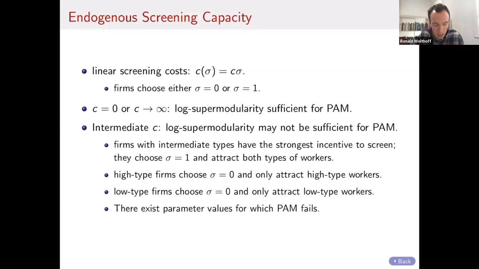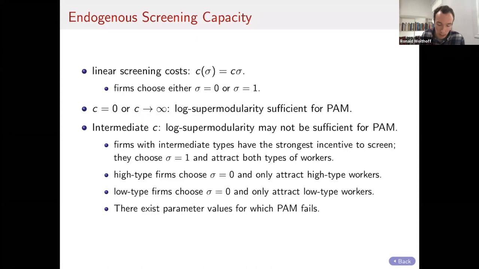Now, what's interesting here, I think, is that of course for the endpoints, if the cost is zero or if the cost is infinite, we know what we get. We're back in the baseline model, the two extremes. This gives you sigma equal to one for all firms. This gives you sigma equal to zero for all firms. And we know that log supermodularity is sufficient for positive assortative matching. It turns out that that's not necessarily true in the intermediate. For intermediate C, you can actually construct examples where log supermodularity may not be sufficient. And so you lose the monotonicity of the picture that I showed you earlier.